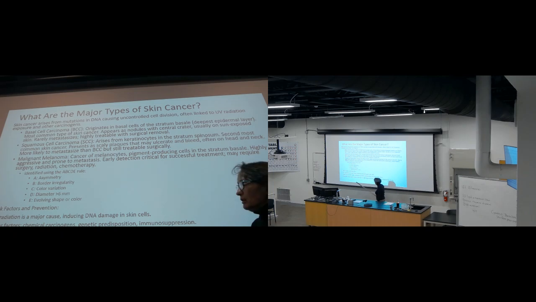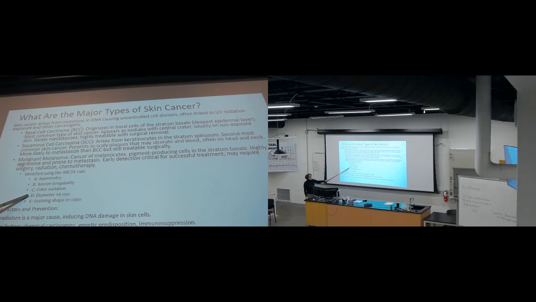And now when someone has a mole in the skin or a birthmark, you have to monitor it with the ABCDE approach. So you have to see if the mark or mole is asymmetric, if the borders are irregular, if you have variations in color within the same lesion, and if the diameter gets greater than 6 millimeters, and if you have changes in shape and in color.